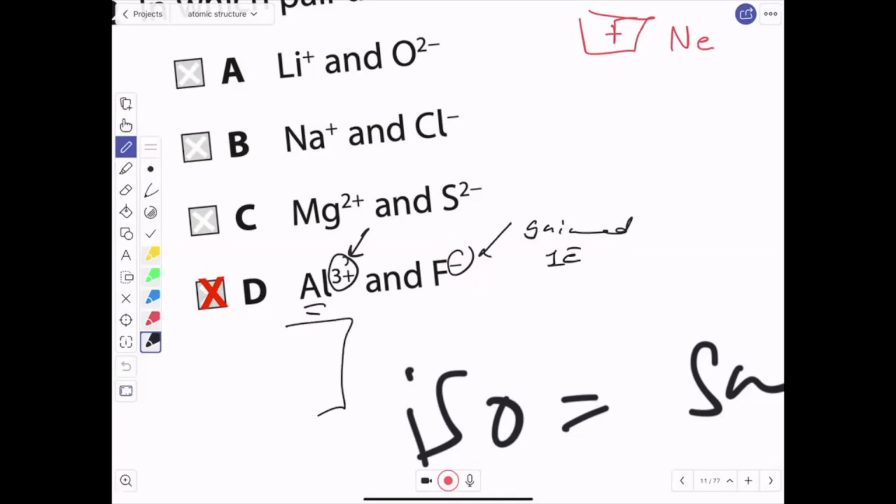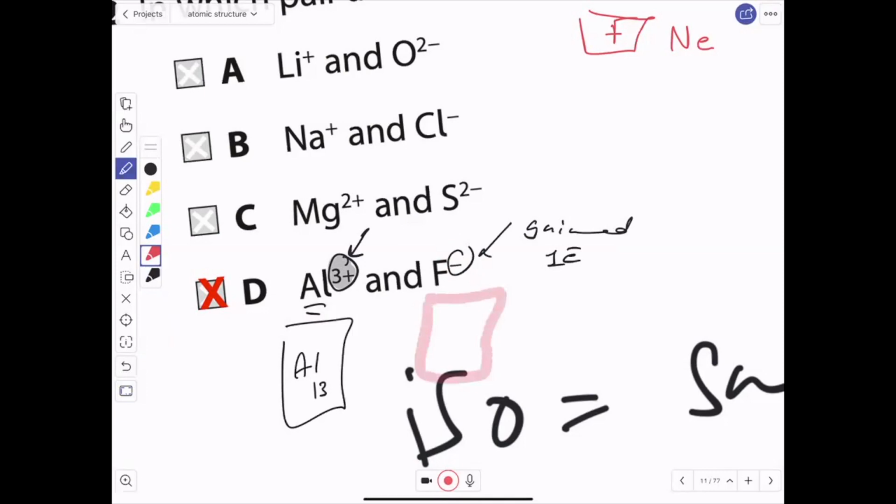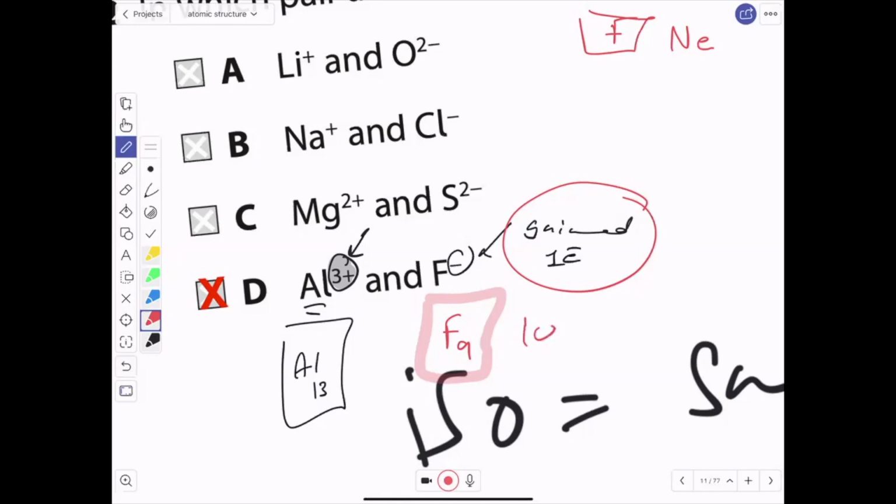Now aluminium in the periodic table has 13 electrons. All right. What if it's losing 3? How many electrons does it have? What do you think? 10. F in the periodic table is 9, all right? It's gaining 1. This means it's having 10 electrons.